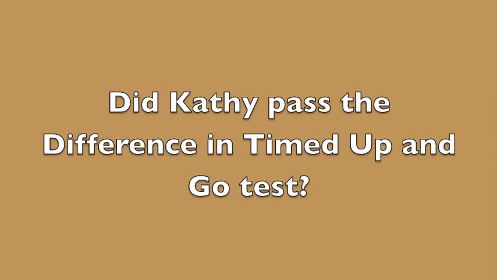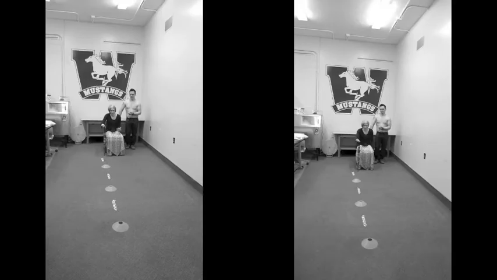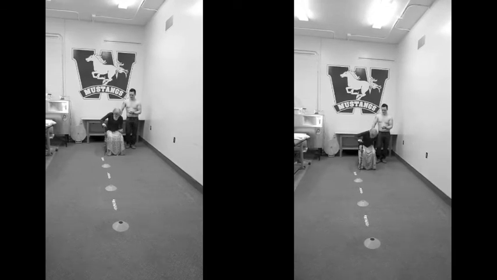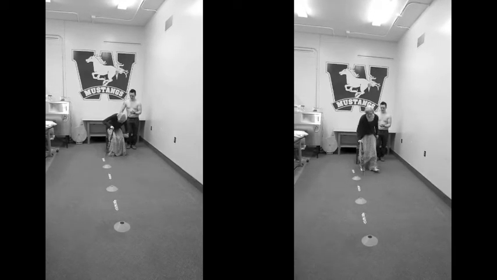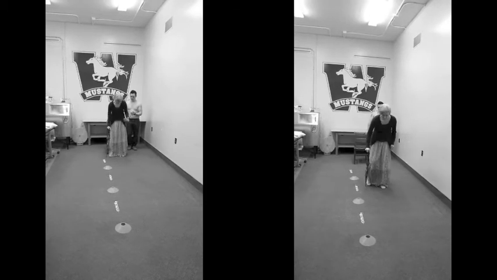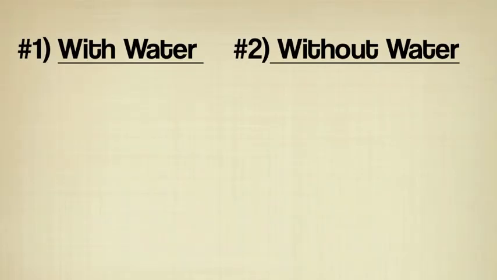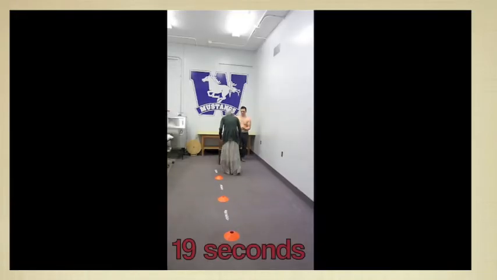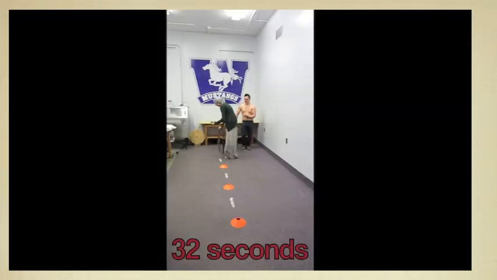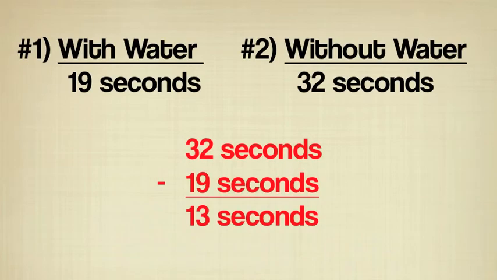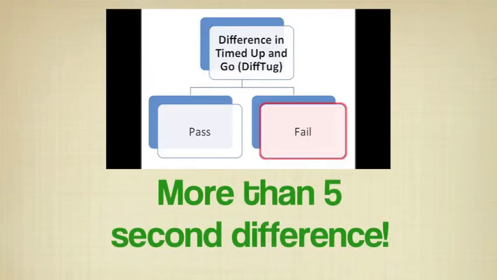Did Kathy pass the difference in timed up and go test? In order for Kathy to pass the timed up and go test, the time difference between both her tests needs to be under 5 seconds. Let's take a look at Kathy's two tests. When she was walking without water in her hand, it took 19 seconds. When she was walking with water in her hand, it took 32 seconds. 32 seconds subtract 19 seconds equals 13 seconds. That's more than a 5-second difference. This means she failed the test.